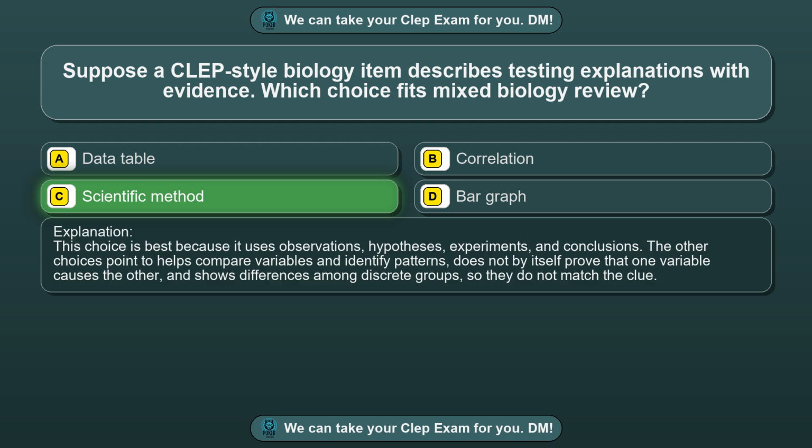This choice is best because it uses observations, hypotheses, experiments, and conclusions. The other choices point to helps compare variables and identify patterns, does not by itself prove that one variable causes the other, and shows differences among discrete groups, so they do not match the clue.